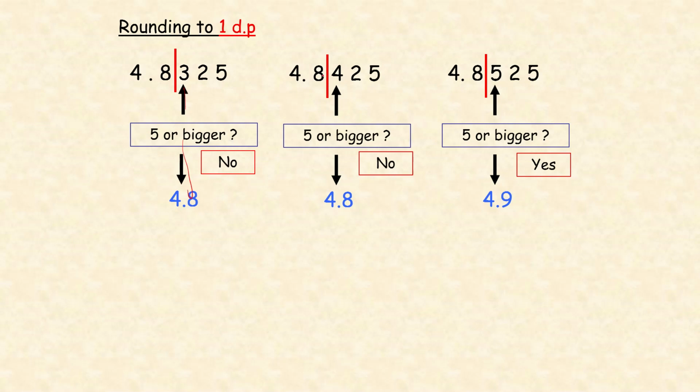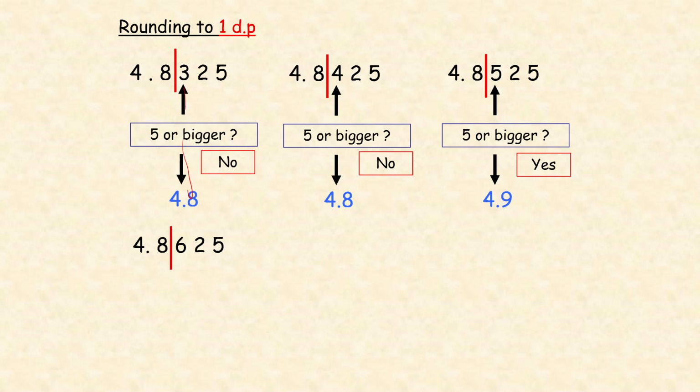Same thing here. Again, we check what's in the hundredths column, because 1 decimal place, so we put our line here. 4 is smaller than 5, so we stay at 4.8. Everything after the line disappears, we get rid of it. And in this case here, we get a change because the 5 affects the 8 and makes it a 9, so it'll be 4.9.